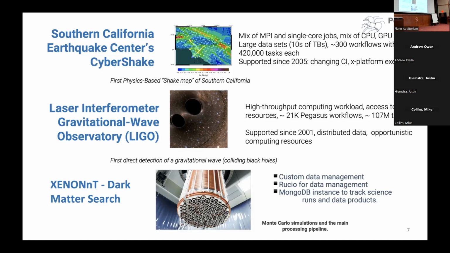For LIGO, there is a big search group called PyCBC that uses Pegasus exclusively for all their computing needs. And their workloads are more on the high throughput computing side, and they run mainly on the OpenScience Grid and the LIGO Data Grid. So this has been an ongoing collaboration also since the early 2000s. More recently, XENON1T also has been using Pegasus for dark matter search, where there's custom data management, and Rucio is being used for some of the workflow data management.